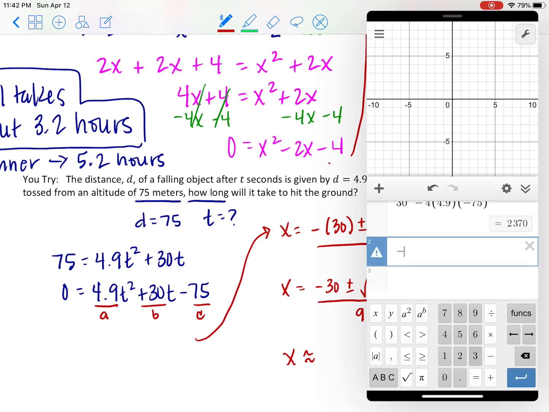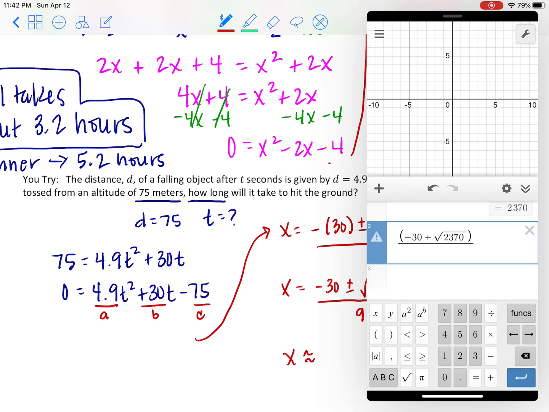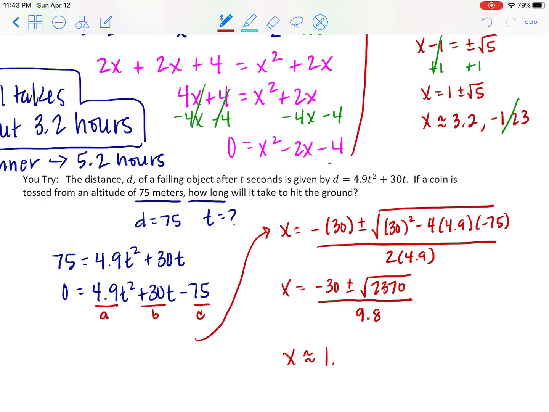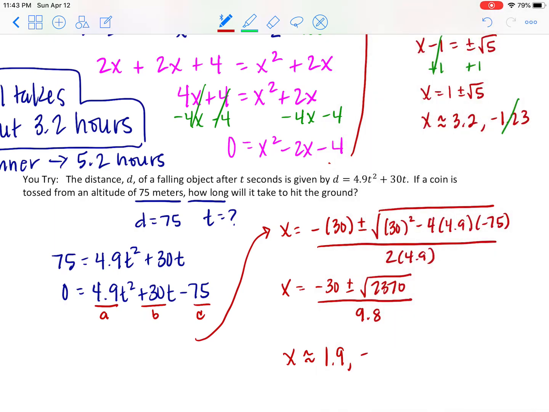We have a negative 30, and we're going to add the square root of 2,370. And then all of that is going to be divided by 9.8. So about 1.9 was one of the answers. And then if we change the plus to a minus, we get a negative 8.0, which, again, can't apply for this situation. So we're going to eliminate the negative option, which means our answer here is 1.9.